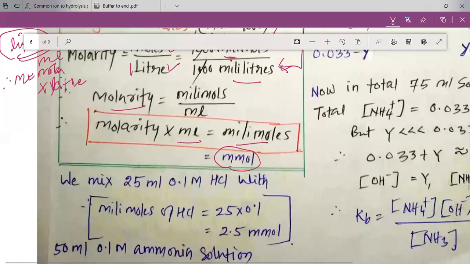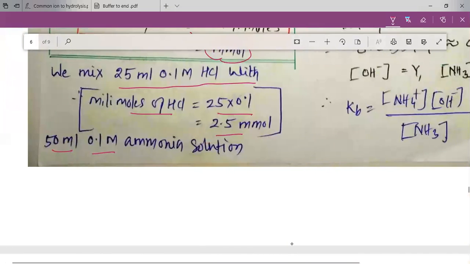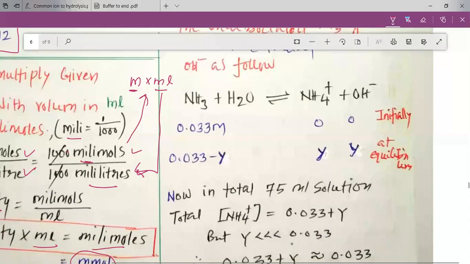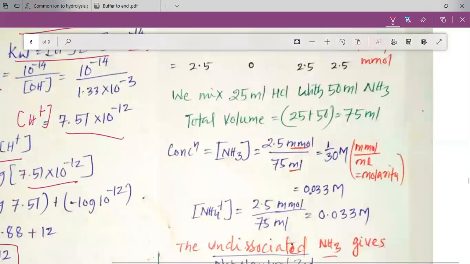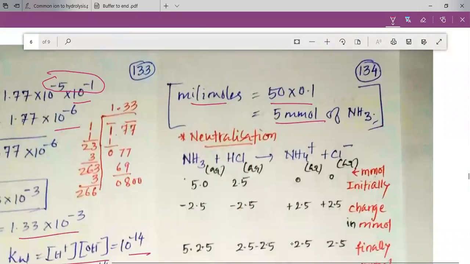mmol. Now we mix 25 ml of 0.1 molar HCl with this solution. So millimoles of HCl is equal to 25 multiplied by 0.1, that is 2.5 millimole. We have this solution of 50 ml of 0.1 molar ammonia solution. So we can find out the millimoles. By doing the required calculation, the millimoles of ammonia is equal to 50 multiplied by 0.1, that is 5 millimoles of ammonia.